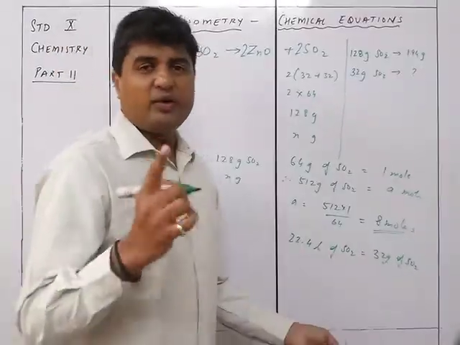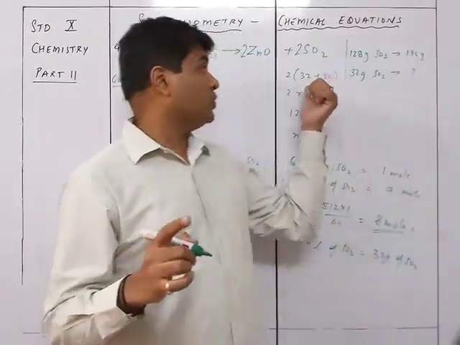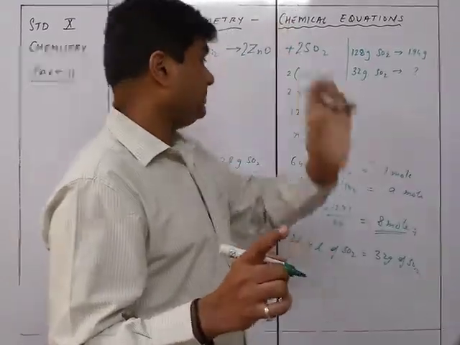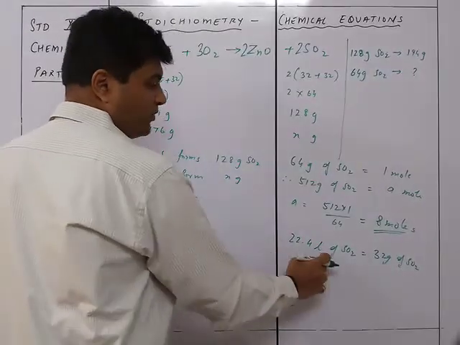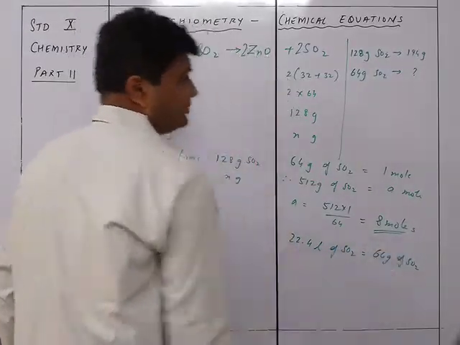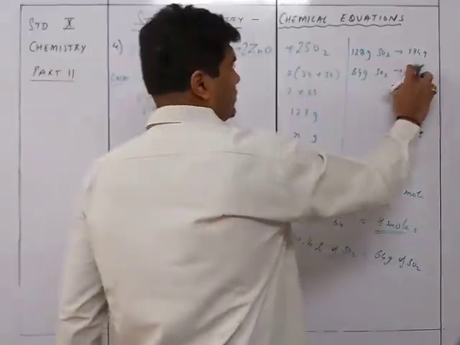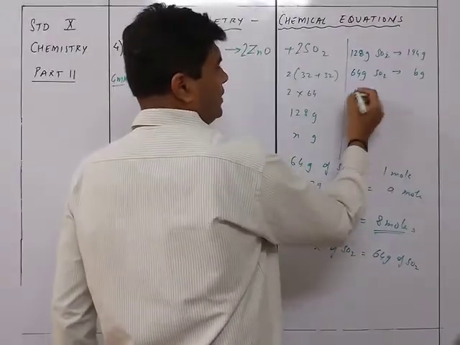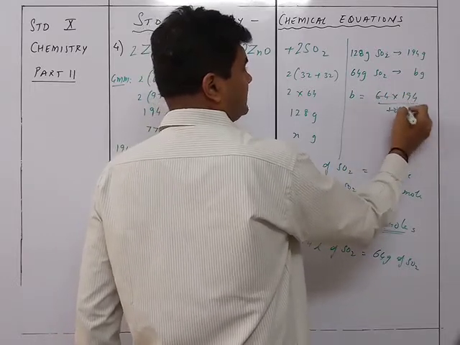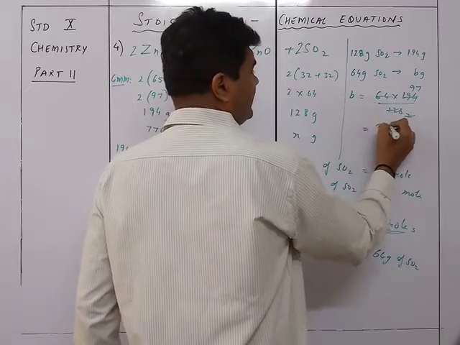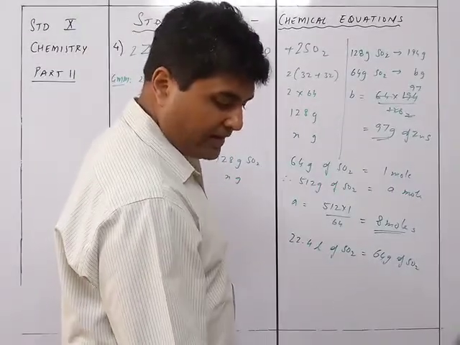Okay, so you know that 1 mole is equal to GMM. What is the GMM of SO2? GMM of SO2 is 64. So 22.4 liters will be equal to 64 grams. Sorry. So if 128 grams of SO2 requires 194 grams, then this will be how much? This will be B grams. So B is equal to 64 into 194 upon 128. This is 2 and this will be 97. That will be 97 grams of ZnS will be required. So the ZnS required will be 97 grams.